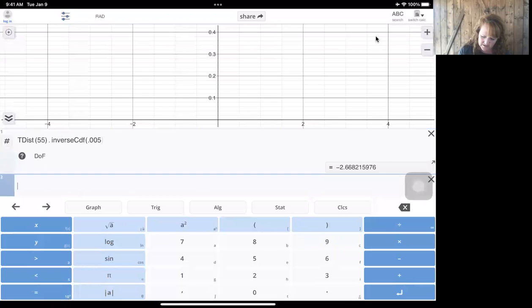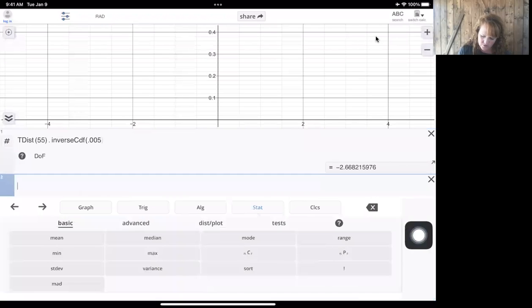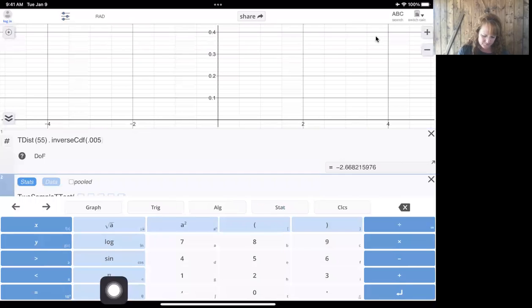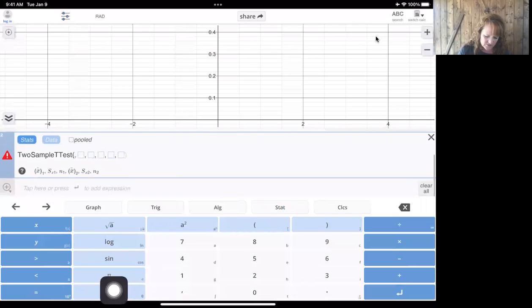Here we are, we're going into stat, going into tests, and going into two sample t-test. All right, so here's your little stats data option. If you have data, enter the data and click that. We have stats. And here's the thing that you check for pooled or not pooled. We are pooled, so I'm going to check that. And then I'm going to collect this data.